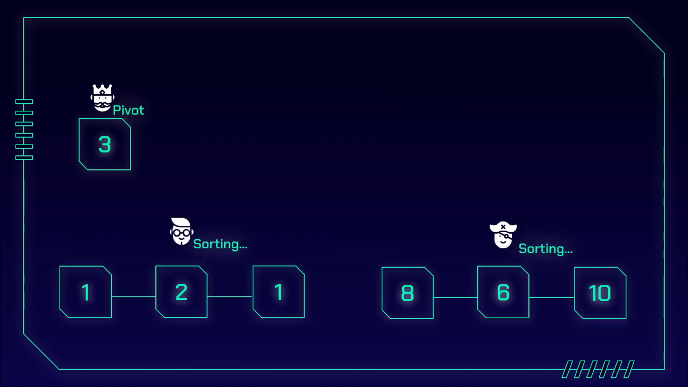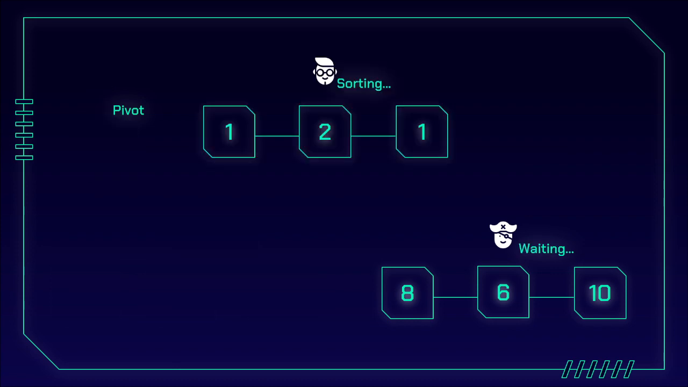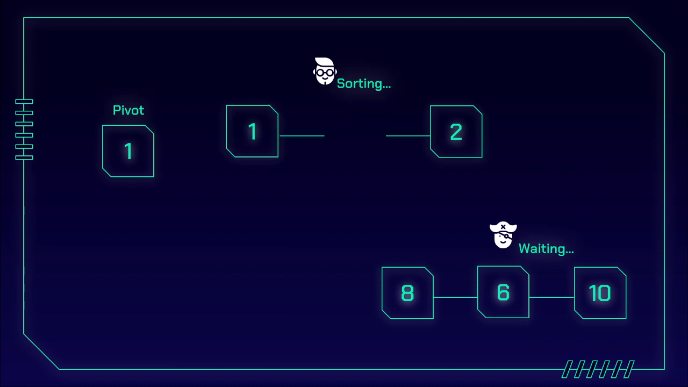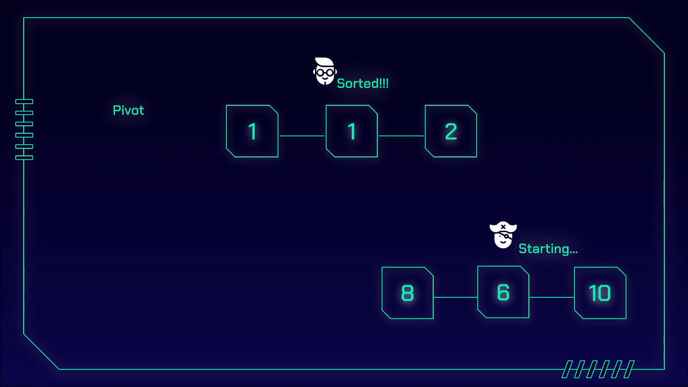Now we have subarrays and each of them is going to go through the same sequence to sort their array. Let's get into the left array first. It takes the first element as a pivot like we did in the original array, then tries to sort the same way. And after finishing, it appends the pivot in the middle of the array.